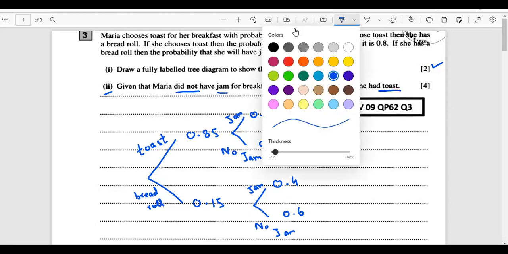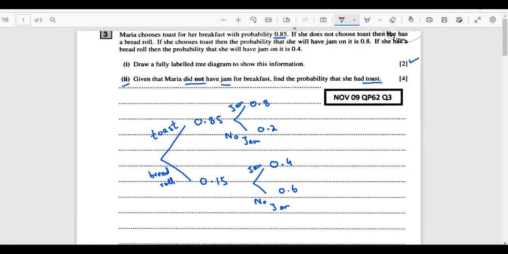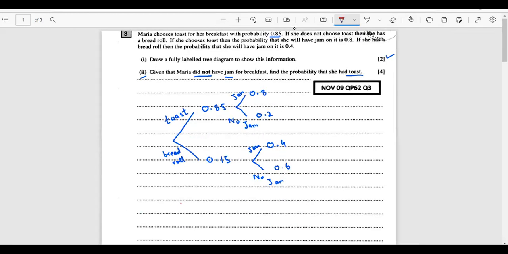Now again, this is a question of conditional probability. So first of all, let's write down A. A is for toast and B would be for no jam, or not jam, or whatever you want to write down. Now, if I read the question again, it should be: find the probability that she had toast given that Maria did not have jam for breakfast. So probability of toast given that no jam.